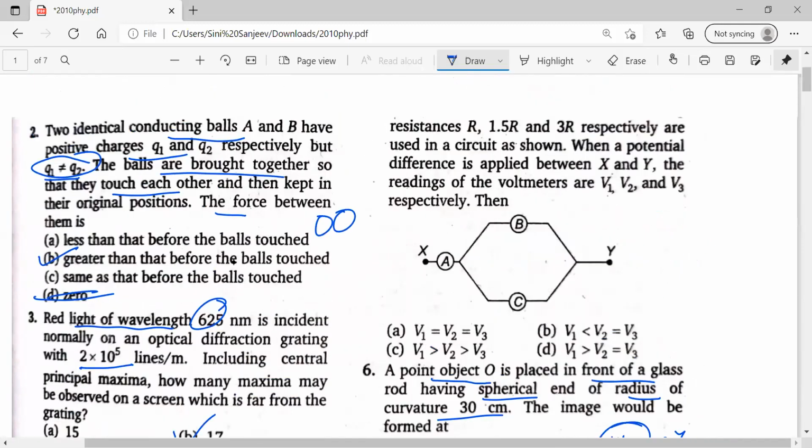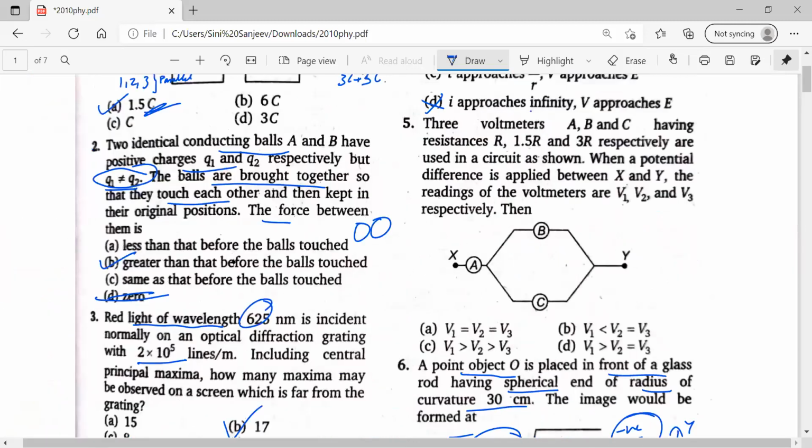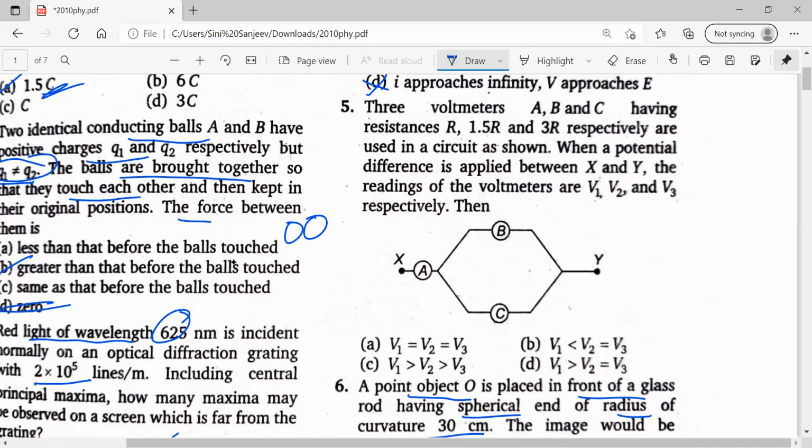I think one more resistance kind of problem is here. This is again a very direct question. Three voltmeters A, B, and C, having resistance R, 1.5R and 3R respectively, are used in a circuit as shown. When a potential difference is applied between X and Y, what are the readings of the voltmeters? Whenever we get this question in an entrance examination, it is very common. Kindly remember this. This is a kind of shortcut too.